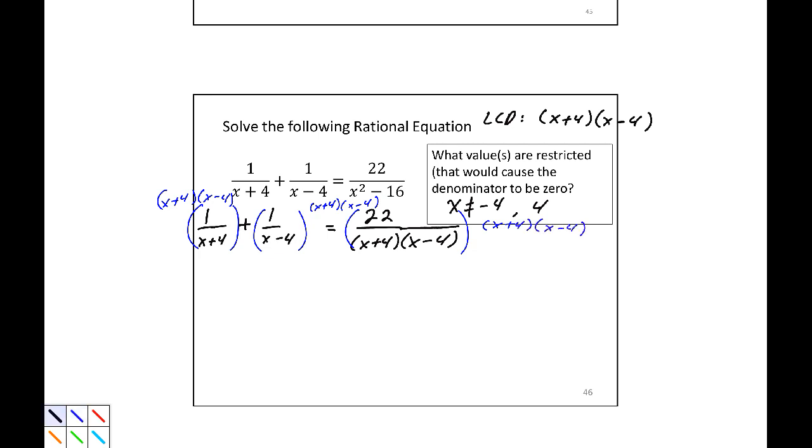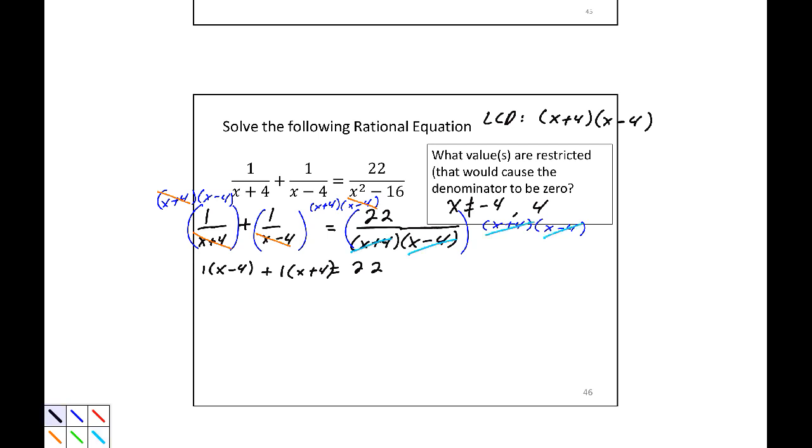That will result in an equation where the x plus 4 cancels out. We have 1 times x minus 4 plus 1 times x plus 4. Because again, these two terms or factors cancel. These two cancel as well. Equals 22. Because everything cancels there.